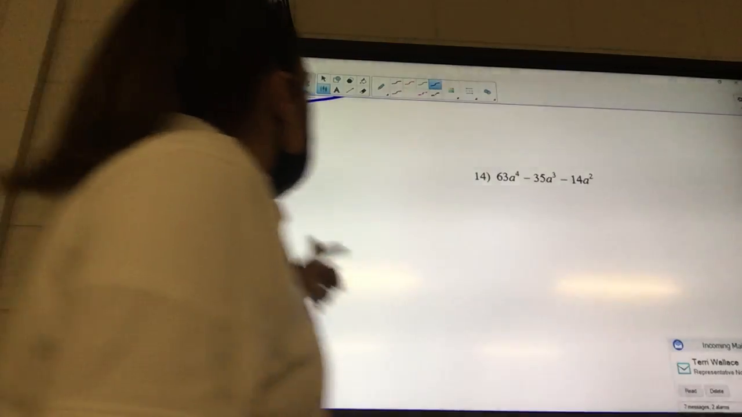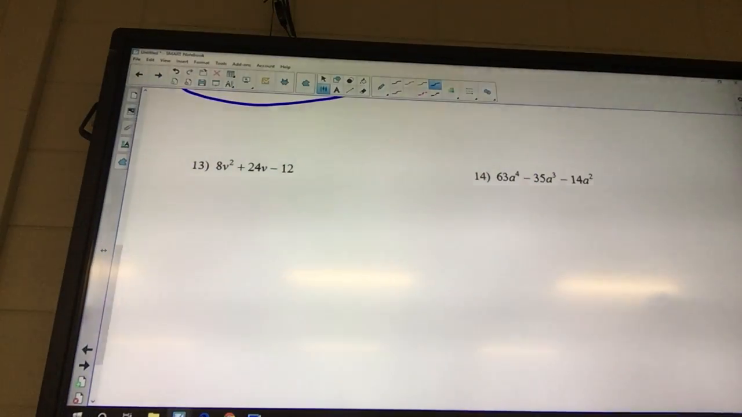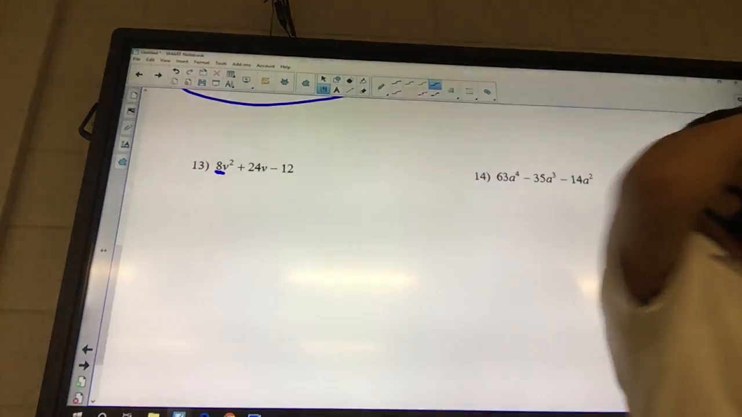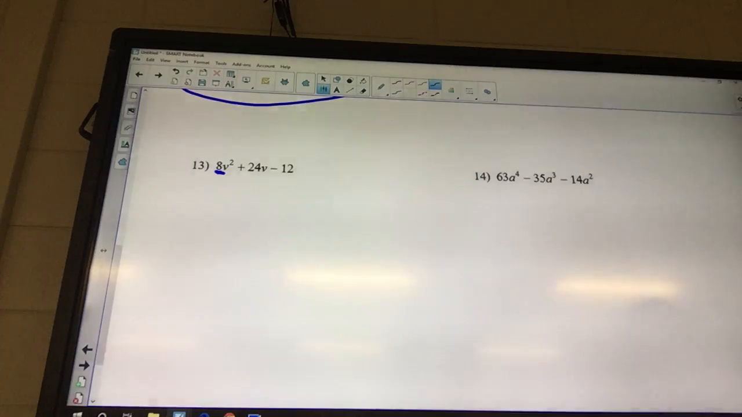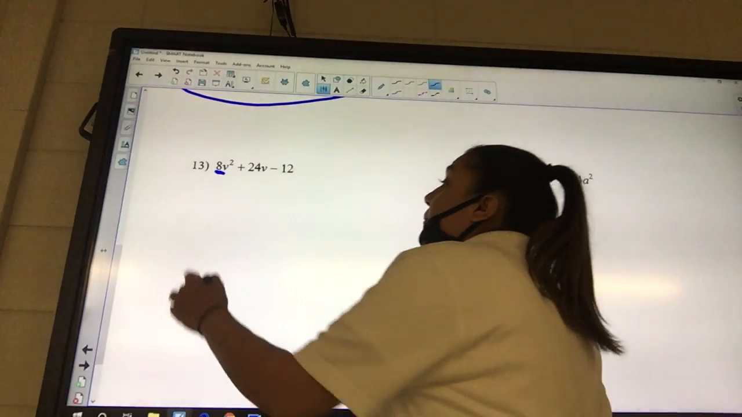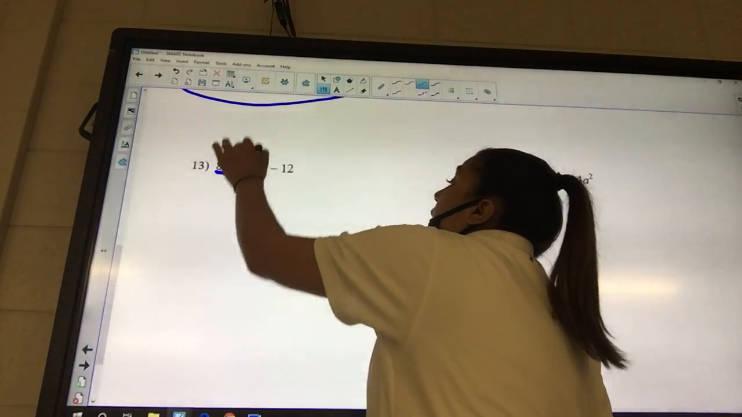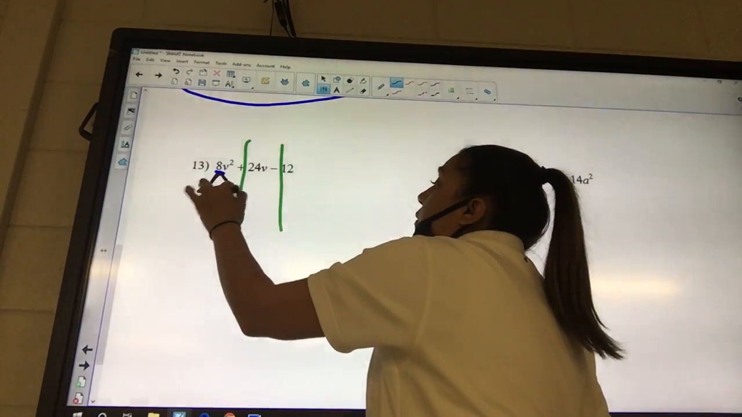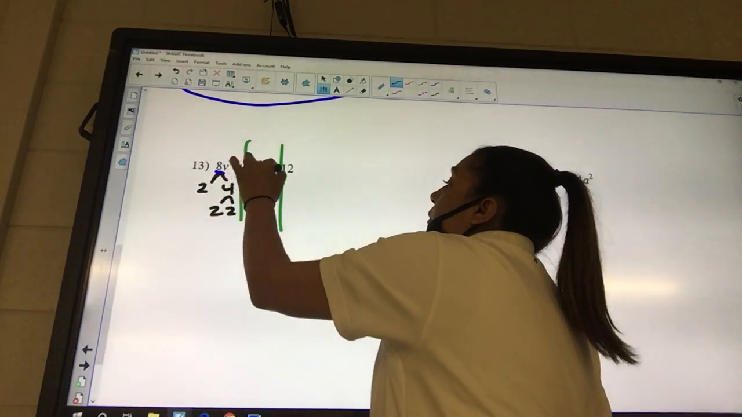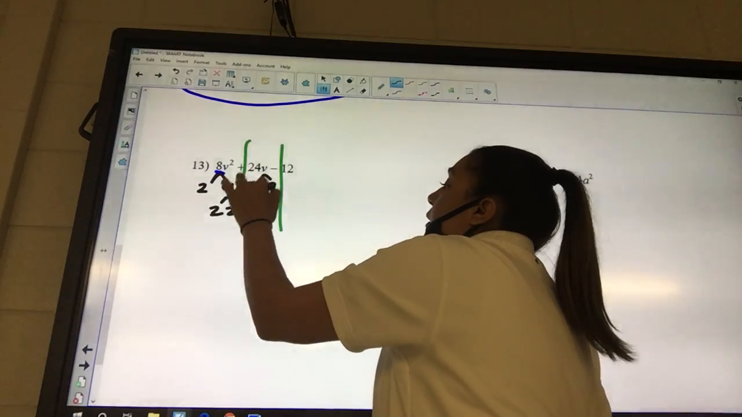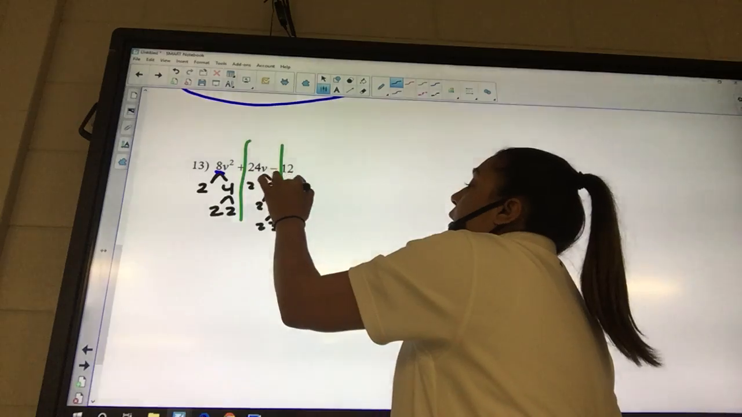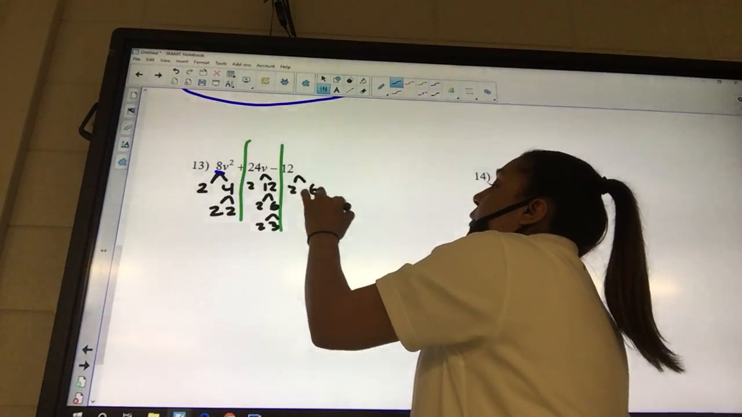Okay, so we can look at these. Is A 1? Yes. No. No. By A, I mean the very first term, the one with the squared. Okay, so that's not 1, so we need to try GCF. So you got 2 and 4, 2 and 2. 2 and 12, 2 and 6, 2 and 3.